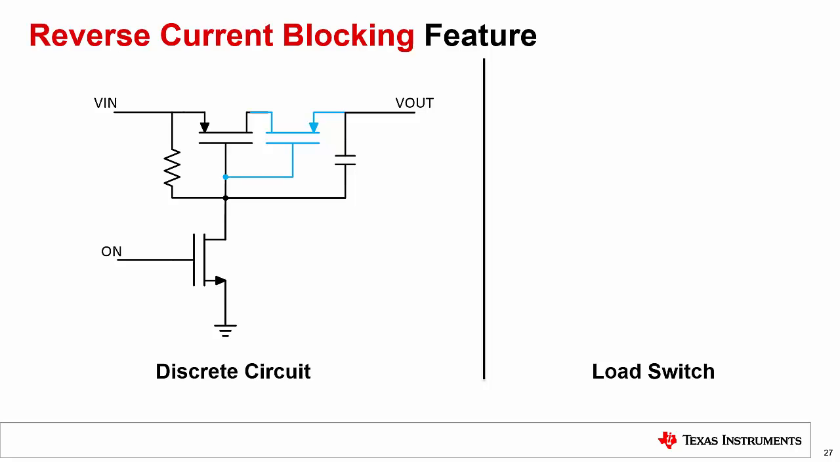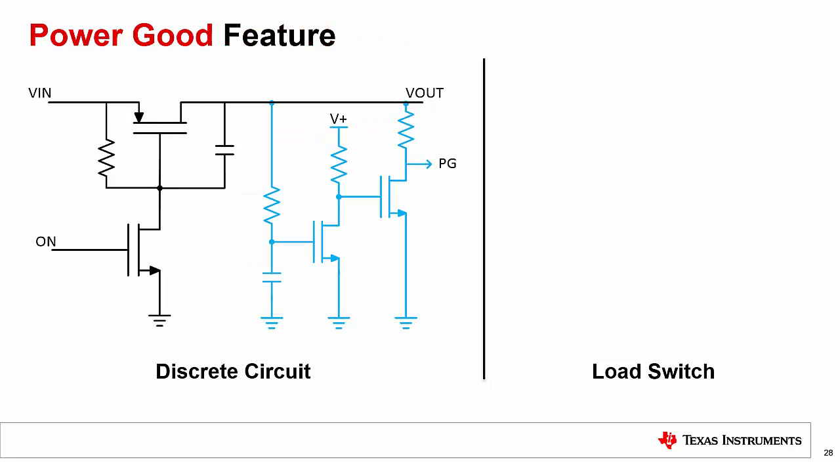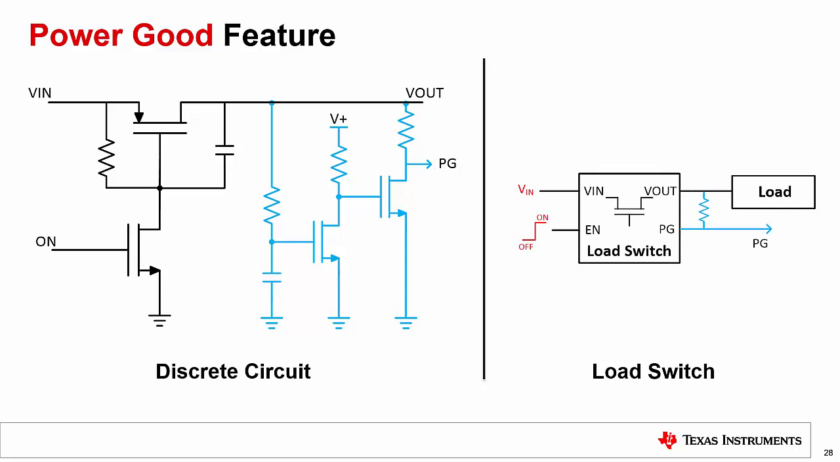To add reverse current blocking to a discrete solution, an additional MOSFET needs to be added. For a load switch with reverse current blocking, no additional components are needed. When the load switch is turned off, the switch will automatically block reverse current. The discrete implementation for power good involves several discrete components to generate the appropriate signal when Vout is high. With a load switch, an open drain PG pin is provided. By using a resistance to pull up the pin, an active high PG signal is generated.